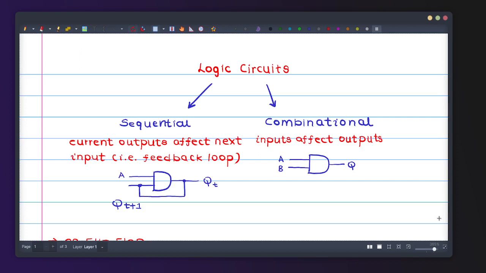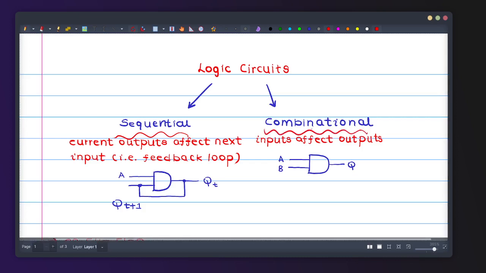So we need to understand, okay, where does the boundary lie? Can we segment these kinds of logic circuits into two different types? And the answer to that is yes, we can. Logic circuits can be subdivided into two different branches. The first branch is sequential logic circuits, and the second branch is called combinational logic circuits. Let's start off with the second branch.